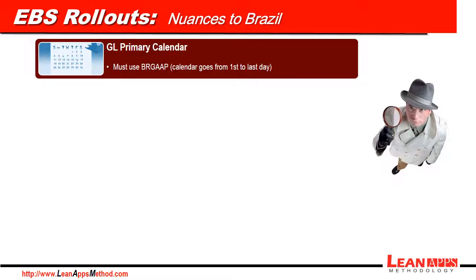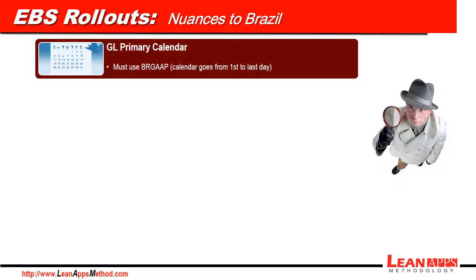First one has to do with the GL primary calendar. Brazilian legislation requires using BR GAAP, and therefore we require Brazilian calendar, which is quite different from US calendar. Our month starts at day 1 and finishes at the last day of the month. We cannot use 445 calendar as the primary set of books because this will cause tax miscalculation and legal reports to come out incorrectly. Check out the long version video and understand some of the other considerations you need to take into account for this matter.